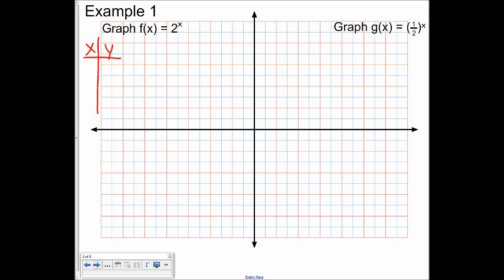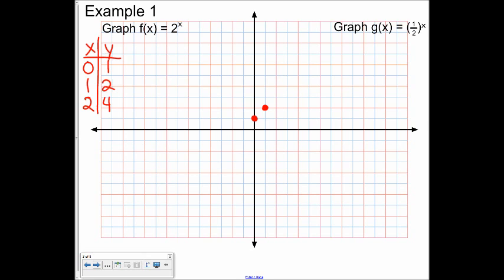So we're going to make a little t-chart here and plug in some values for x, figure out what you get in the function when you plug that in, and plot the points. So let's start with 0. Now anything to the 0 power, because notice our 0 is going to be in our exponent, is going to be 1. So I'm going to plot 0, 1. And then as I move to the right, if I plug in 1, that's 2 to the first power, so that will be 2. So I plot 1, 2.